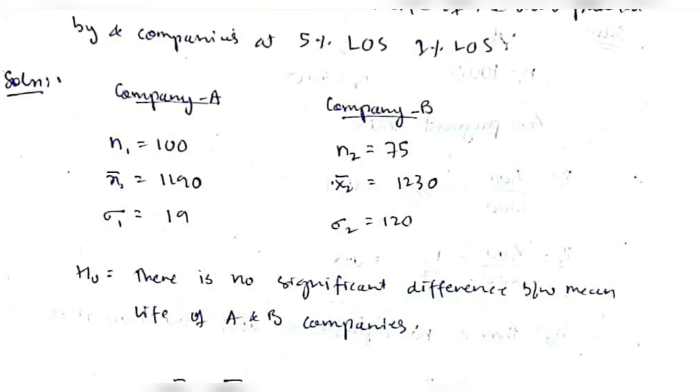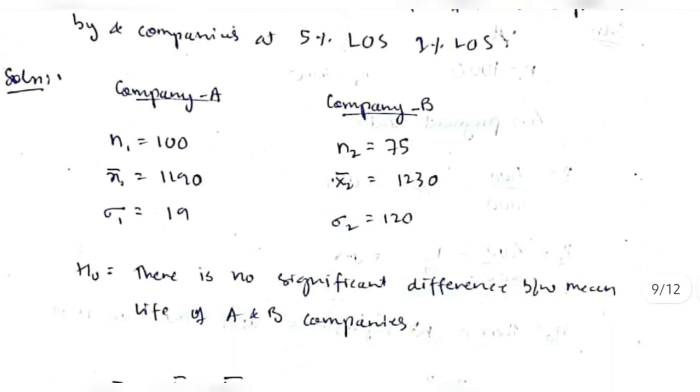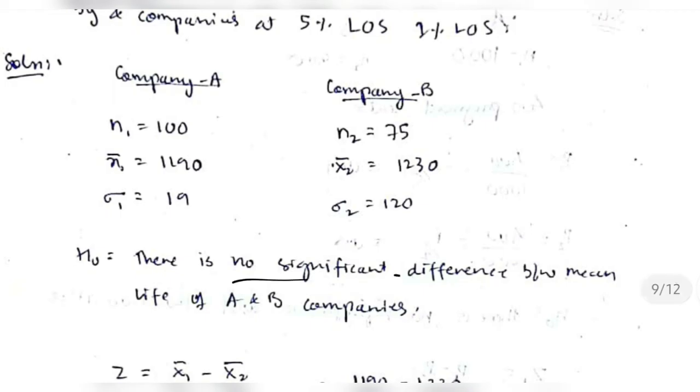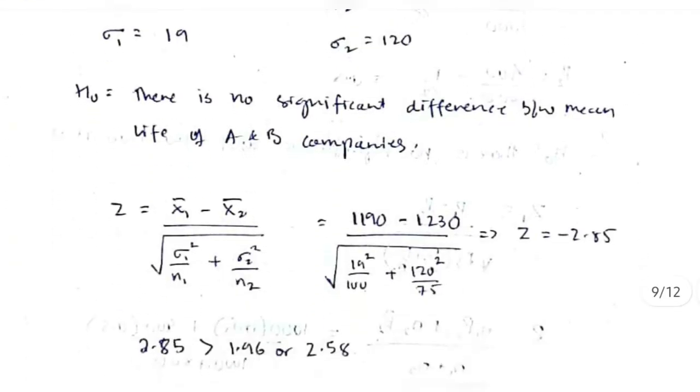What's the hypothesis? Firstly, we will be considering the null hypothesis. Whenever they ask us to find out whether there is any difference between the mean life, at that time we will take the hypothesis as there is no significant difference. Based on this we will be finding out if it's true or not. It will always be taken in this format: there is no significant difference. And after that we will be proceeding with the formula.